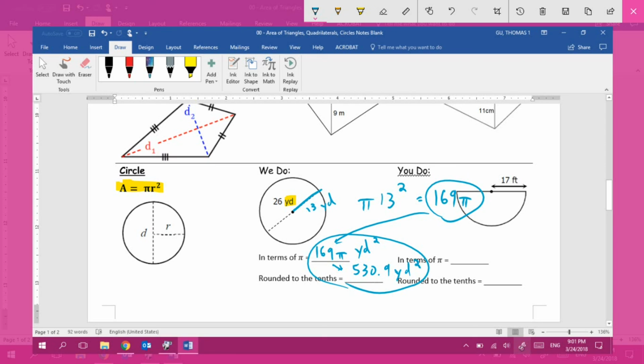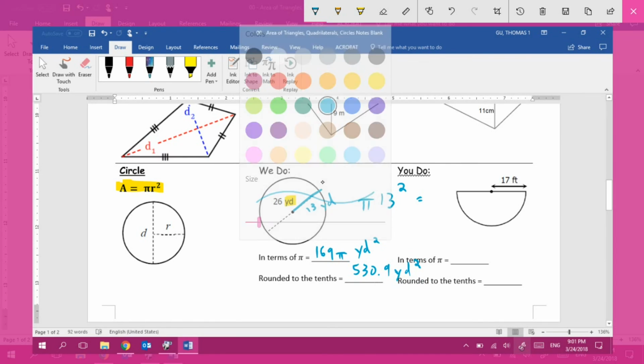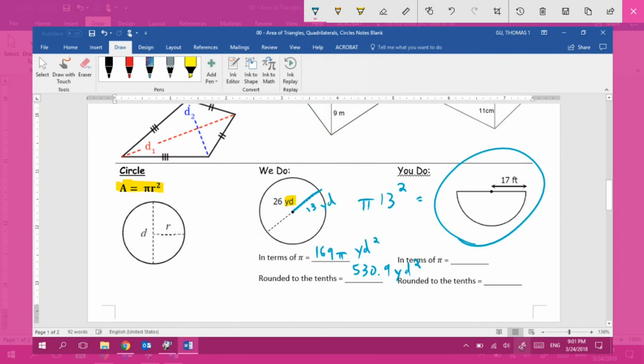They're trying to trick you. They would be a little tricky here because look, we know the formula for the whole circle is pi r squared and they want half of a circle. So keep that in mind when you're trying to find the answers for this one on the right side.